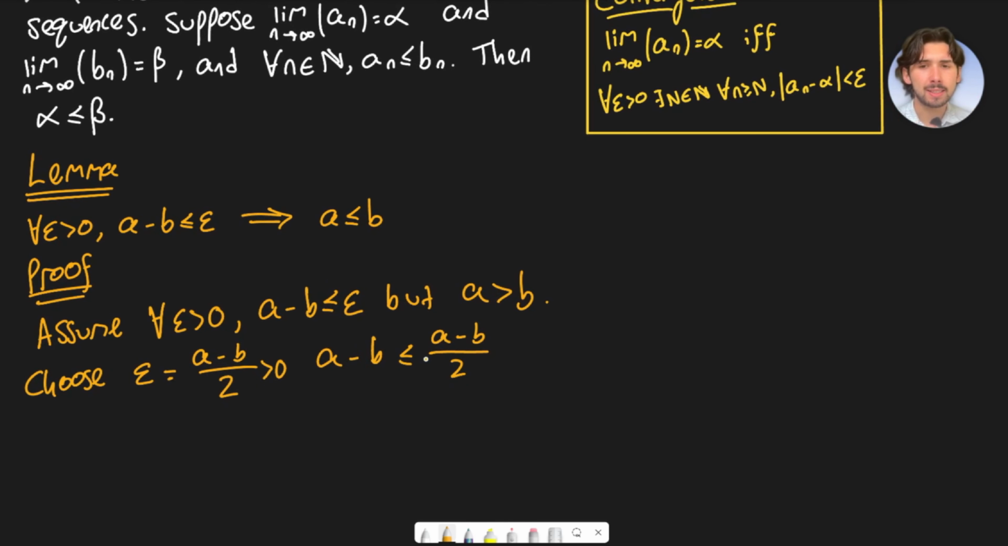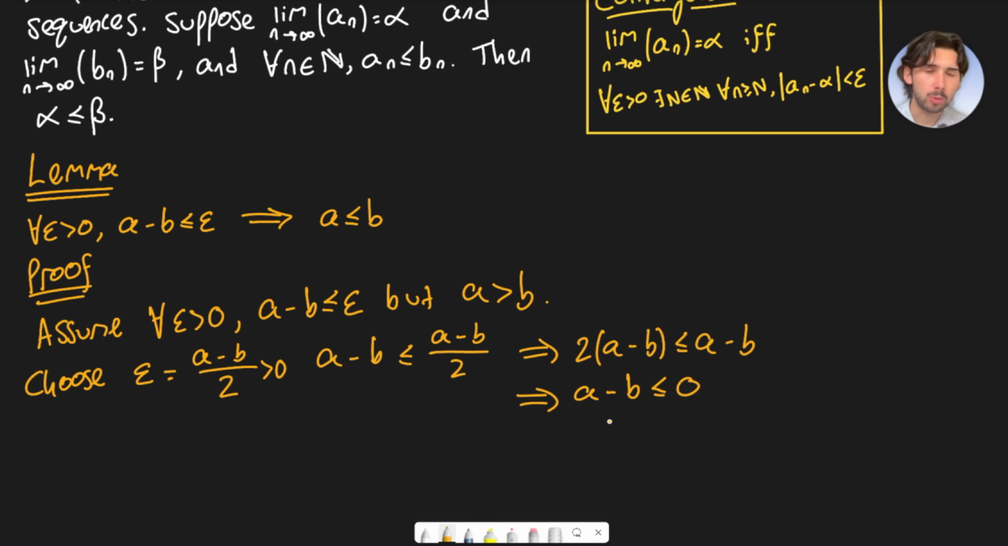So a minus b is less than or equal to a minus b over 2. This is going to give us a bit of an issue in a second. So if we multiply both sides by 2, then we get 2 times a minus b is less than or equal to a minus b. If we take away a minus b from both sides, we get 1 lot of a minus b is less than or equal to 0, which then tells us that a is less than or equal to b. However, we've assumed that a is greater than b. So how can a be greater than b, but also less than or equal to b?